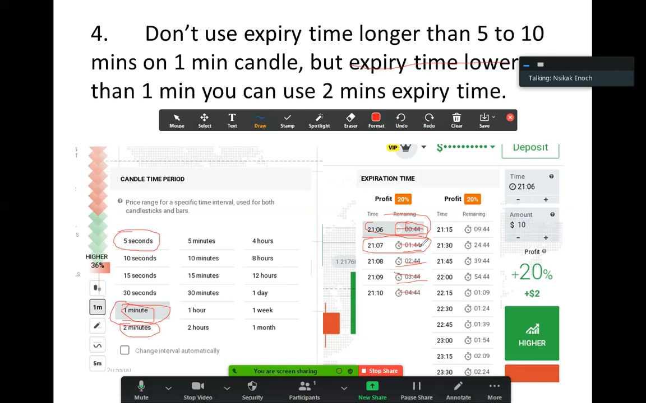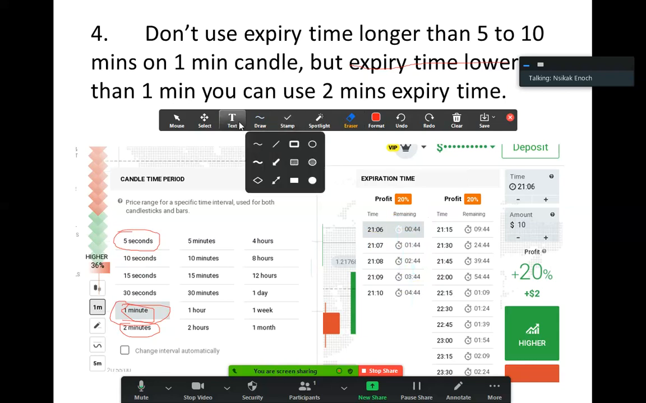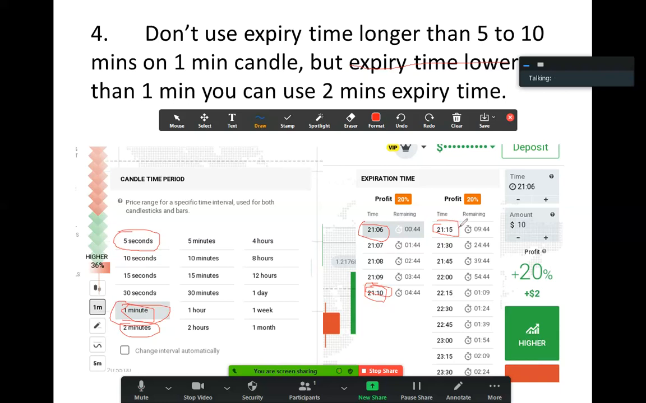If you are to use 10 minute expiry time, most of the time you will see the next market here. Let me show you how to use the expiry time. This is 2010, that is 5 minutes from 26 to 2010. Then 2010 to 2015, that is 10 minutes. So if you want to use 10 minute expiry time, make sure that you use the first expiry time here.